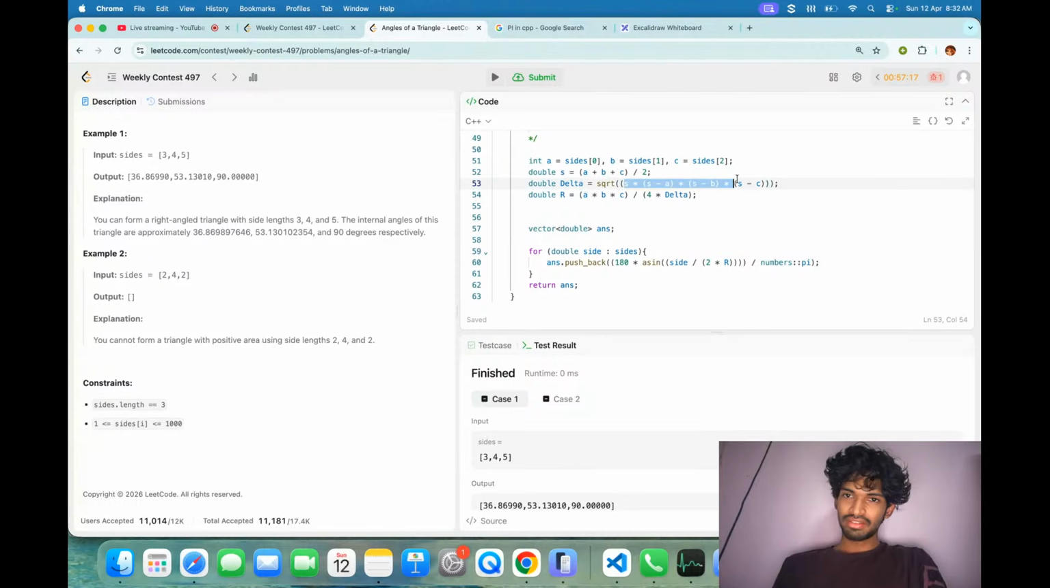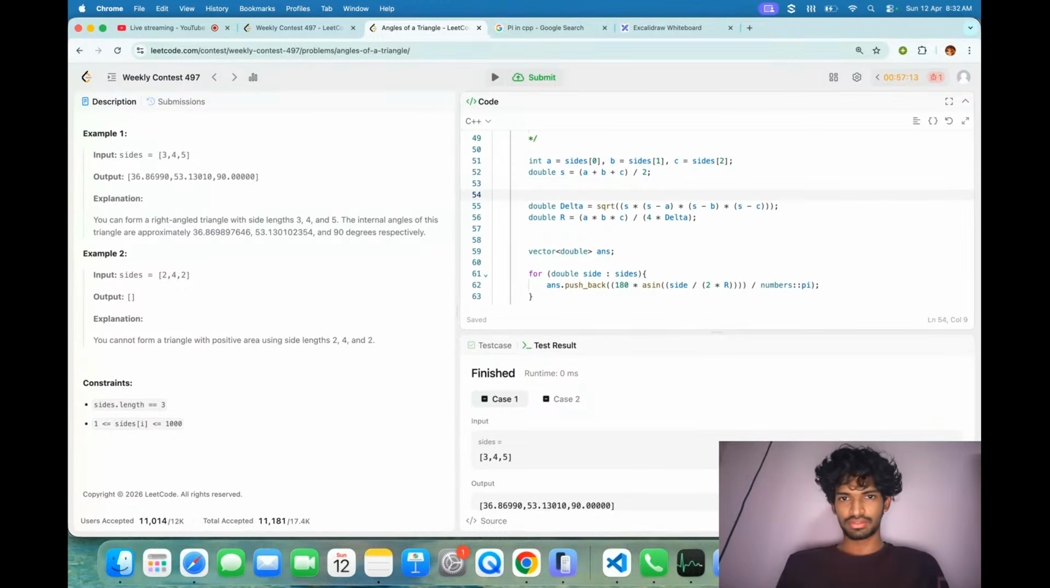Actually, the area will be less than or equal to 0, so you can put the check here itself. If this is less than or equal to 0, return.